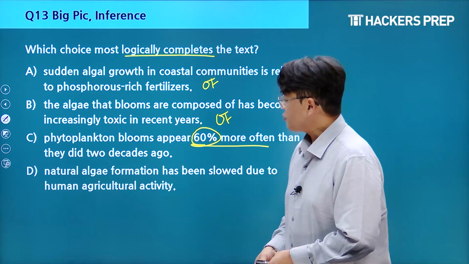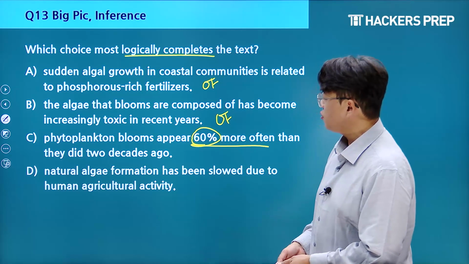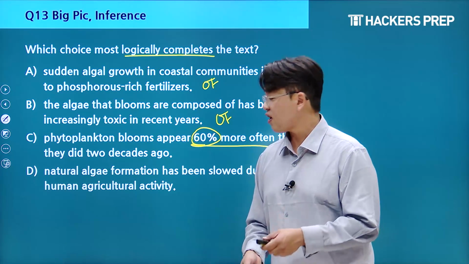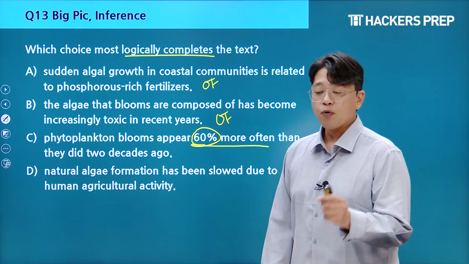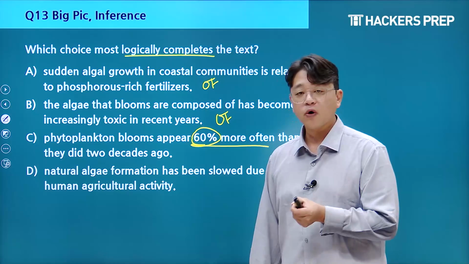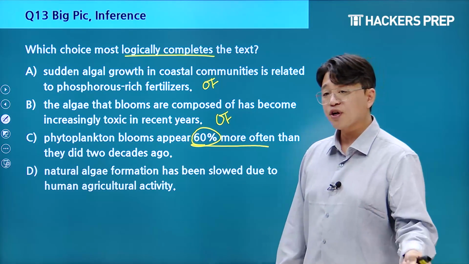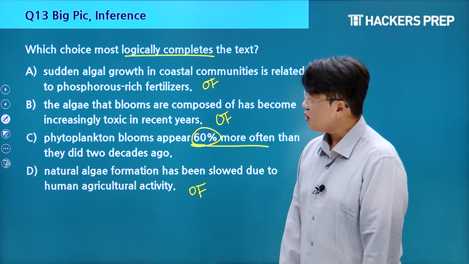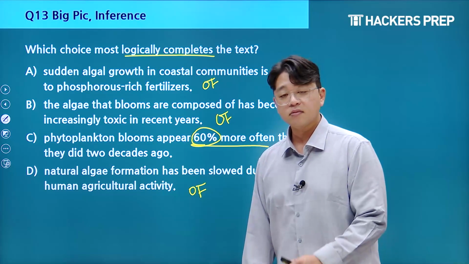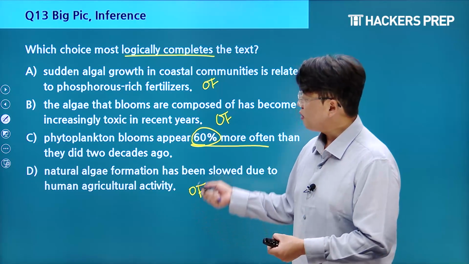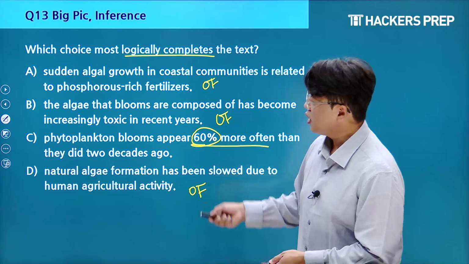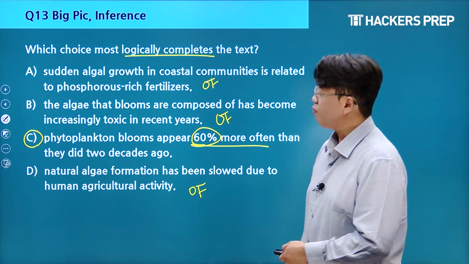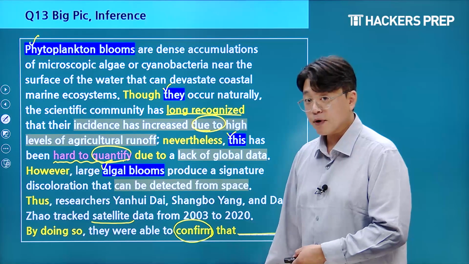What about the last one? Natural algae formation has been slowed due to human agricultural activity. Well, human agricultural activity and agricultural runoff is the cause of algal bloom. So this is highly unlikely, but we're not concerned with each statement being true or false. We're concerned with the proper conclusion to be drawn at the last part of the passage. So this answer choice is also off focus. If this question were a little more difficult, more than one answer choice would talk about quantity. But, lucky for us, this is the only answer choice that talks about quantity, which was hard to identify prior to satellite imagery, right? So keep that in mind.